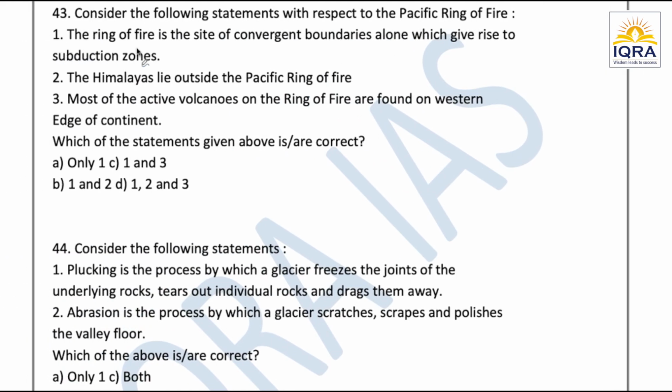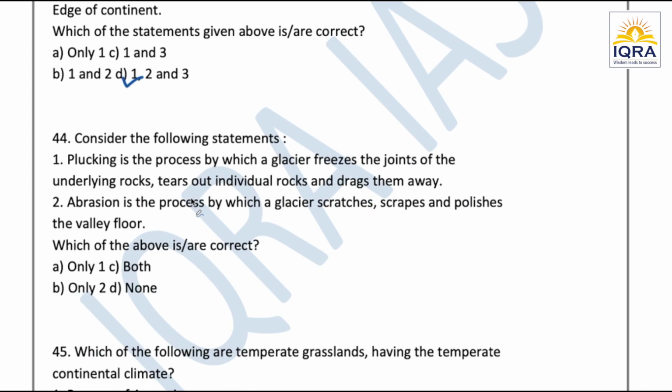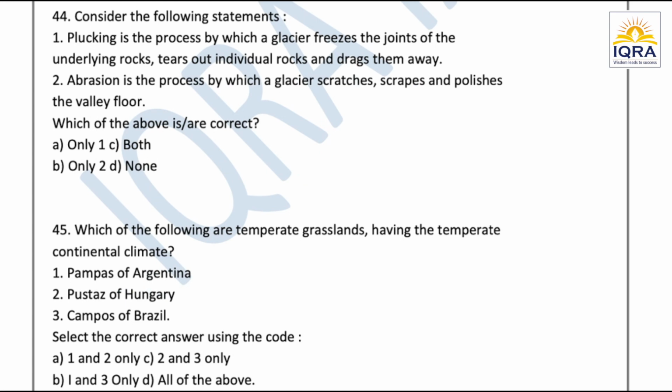Statement 1 says the Ring of Fire is the site of convergent boundary alone which gives rise to subduction zones. Correct. This is a correct statement. Statement 2 says the Himalaya lies outside the Pacific Ring of Fire. Very correct. Yes, they do lie outside the Pacific Ring of Fire. Statement 3 says most of the active volcanoes on the Ring of Fire are found on the western edge of the continent. Yes, this statement is also correct. Hence, option D is the correct answer for this question. Right? Moving on to the next question.